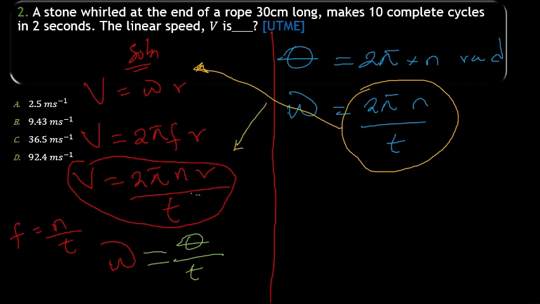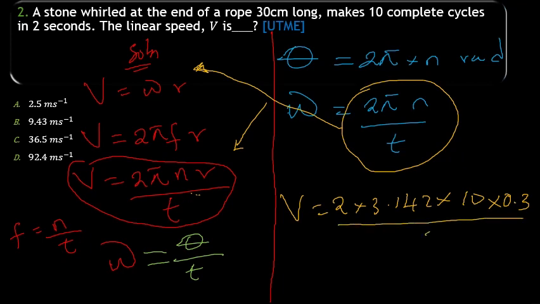Okay, so let's plug in the values we have. V is equal to 2 times 3.142 times the number of cycles, which is 10, times r, which is 0.3 in meters, then divided by 2. Punch this out, you're going to get V is equal to 9.43 meters per second. So option B is the correct one.